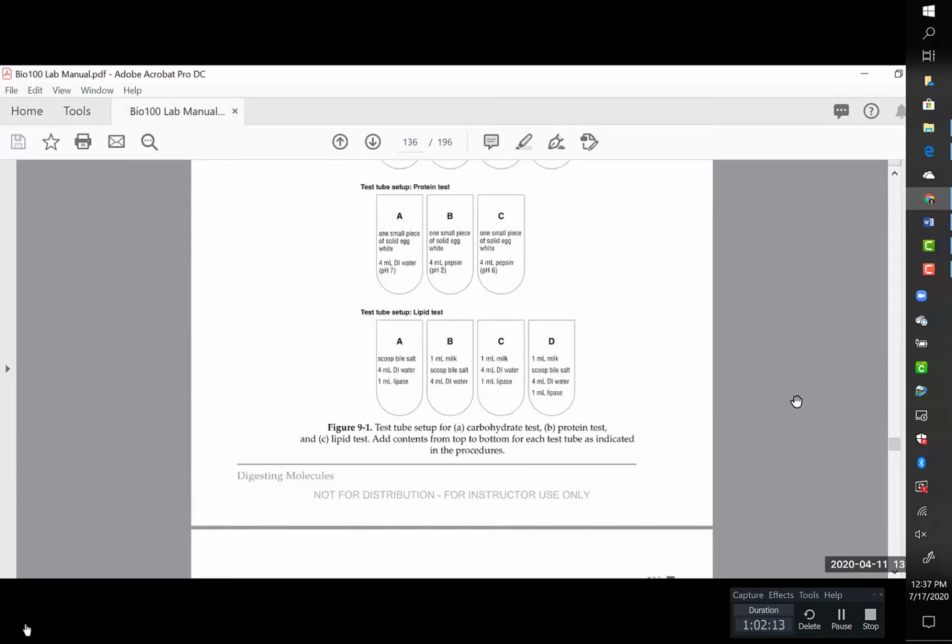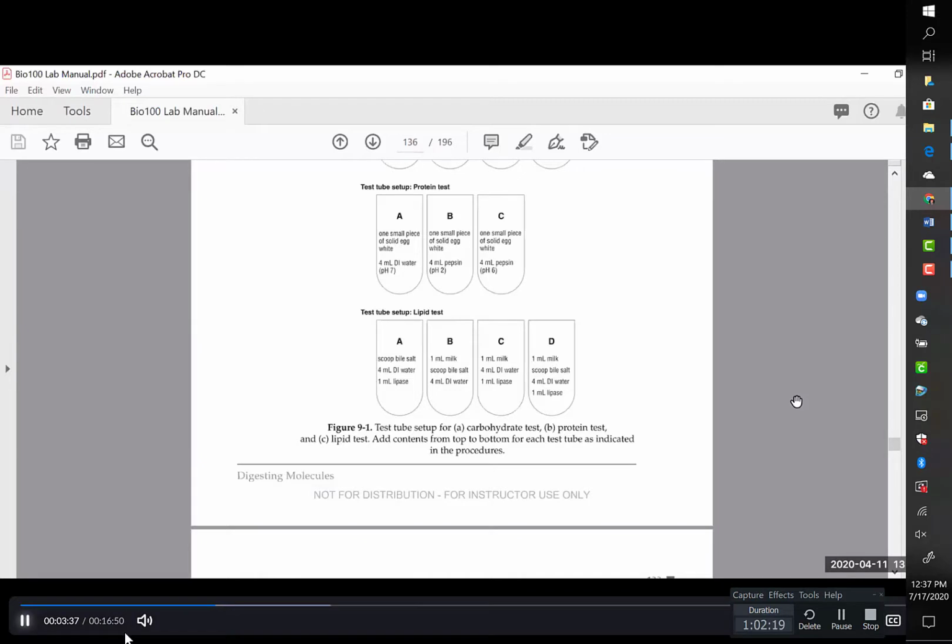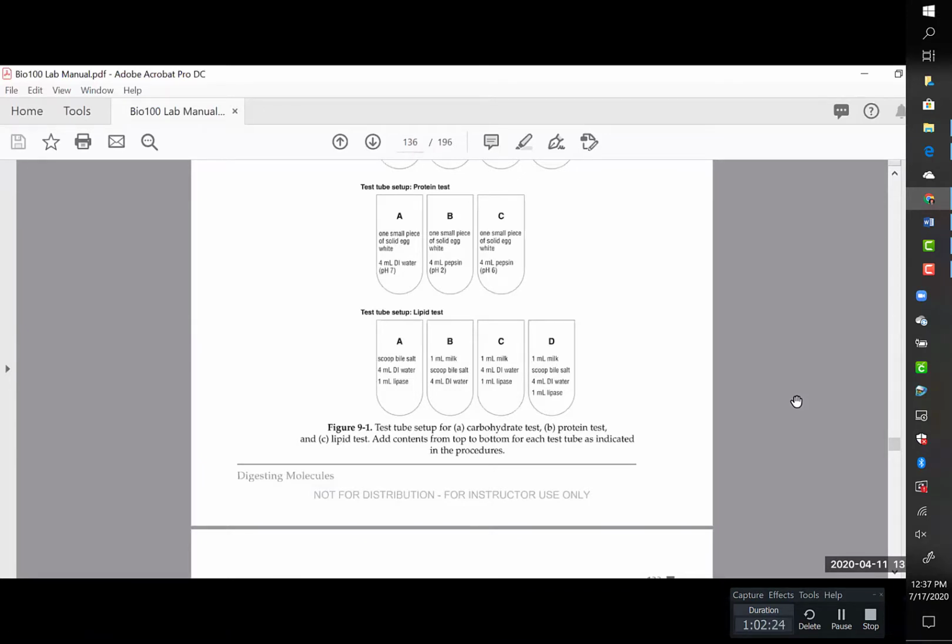Test tube C, we had the milk, we had the deionized water, we had the lipase, but no bile salt. Again, the triglycerides were too large to be broken down without emulsifying them. Without the bile salt, we didn't emulsify it, so that one didn't break down. And test tube D was our big winner there.